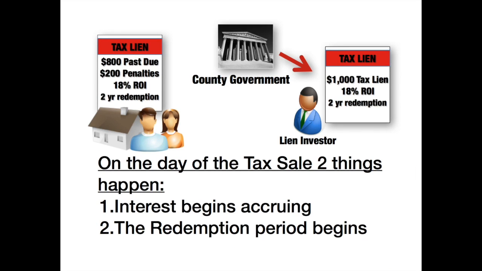So on the day of the sale, there are two things that happen that are important for you to realize. The first is the lien begins accruing interest. Okay, and in this case, 18% annually would be 1.5% per month. So it begins to accrue at a rate of 1.5% per month. Now, the second is that the redemption period begins. So if it's a 2-year redemption period, then that begins on the date of the sale. And that actually begins on the date of the sale, whether the tax lien sells or not at auction.